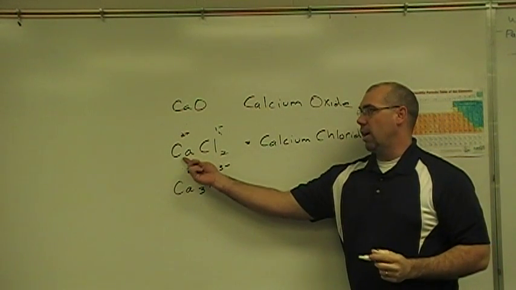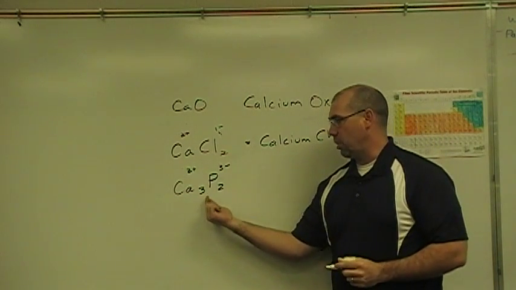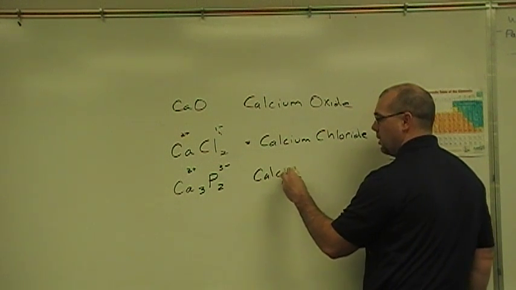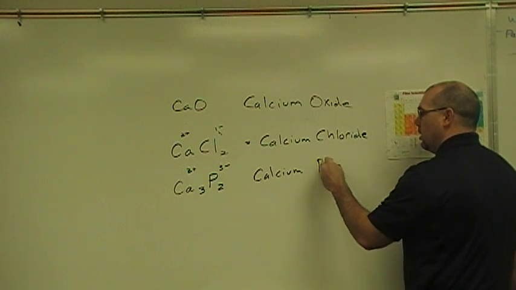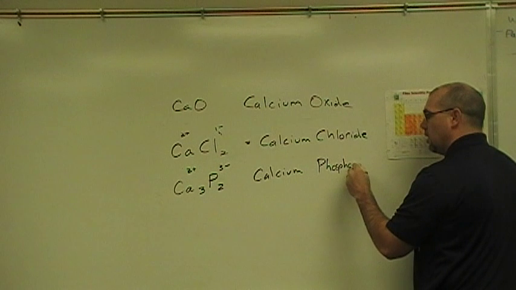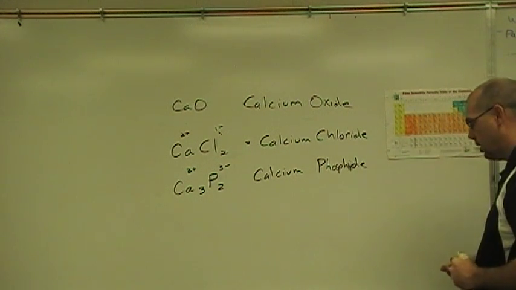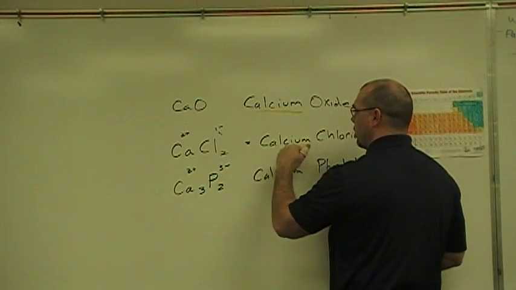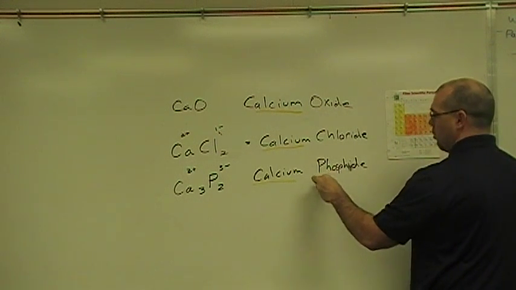doesn't matter if we have 1 with 2 calcium chloride or 3 with 2, they all get named the same way, and all that is name the metal, and IDE. So you take phosphorus and make it phosphide. Okay? So these are all named the same way because they are gold and blue.